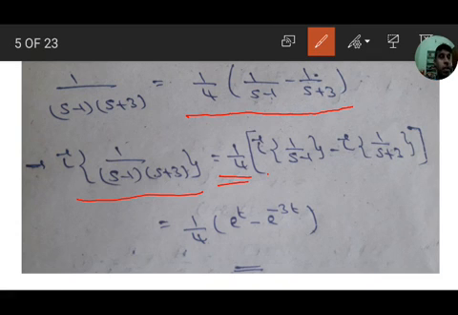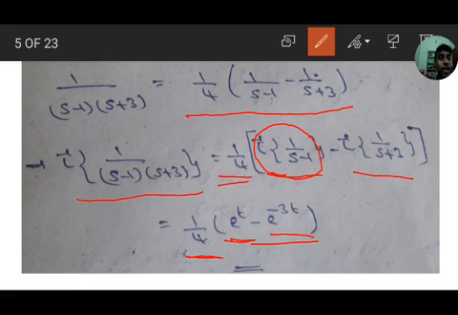By linearity property, L inverse of 1 by (s minus 1) minus L inverse of 1 by (s plus 3). That is 1 by 4 as it is. L inverse of 1 by (s minus 1) is e to the power of t. L inverse of 1 by (s plus 3) is e to the power of minus 3t. So 1 by 4 into (e to the power of t minus e to the power of minus 3t).